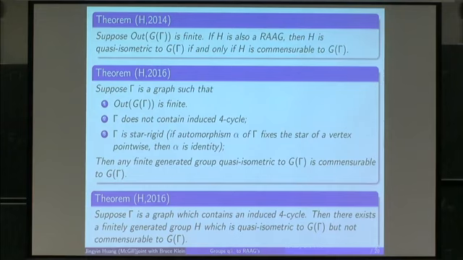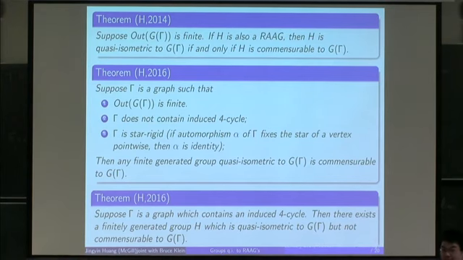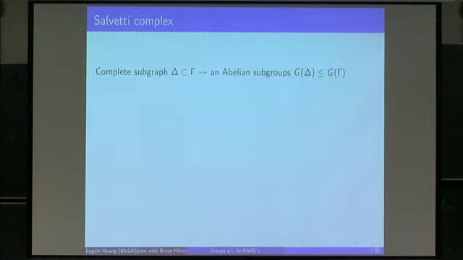Before I sketch the proof, I need to remind you that there's a nice geometric model on which a right-angled Artin group can act. Let me remind you quickly. Every right-angled Artin group has a very nice Eilenberg-MacLane space called the Salvetti complex. The construction is as follows. We pick a complete subgraph delta of gamma. Since this is a complete subgraph, that means every two vertices are joined by an edge.